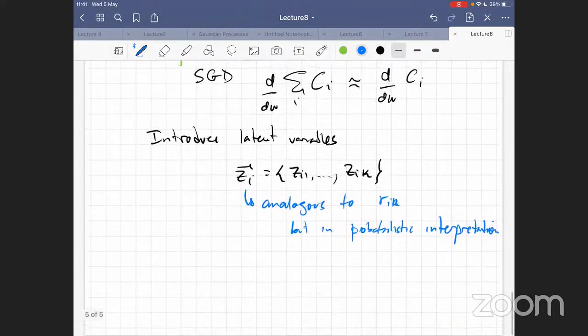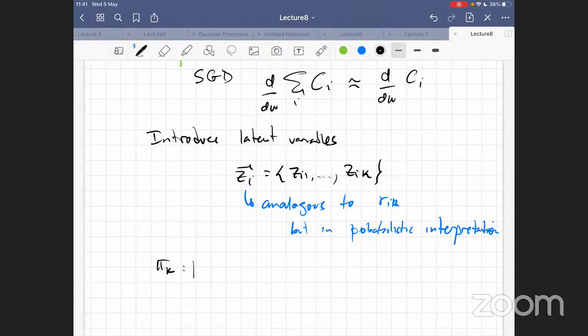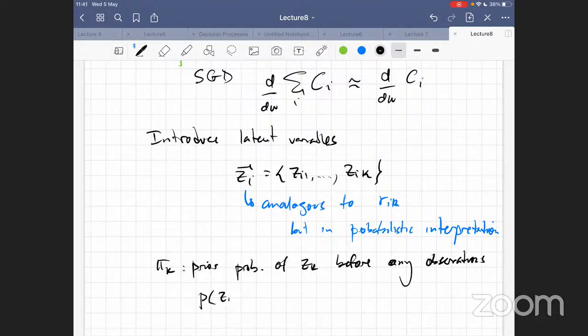Okay, so the way to go is the following. We identify pi k as the prior probability of zk before any observation. In other words, I'm saying that the probability of zk equal 1 is just pi k. Of course, these pi k's are normalized, so they are coefficients smaller than 1, and the sum over all pi k is 1. So they are really interpreted as probabilities here.